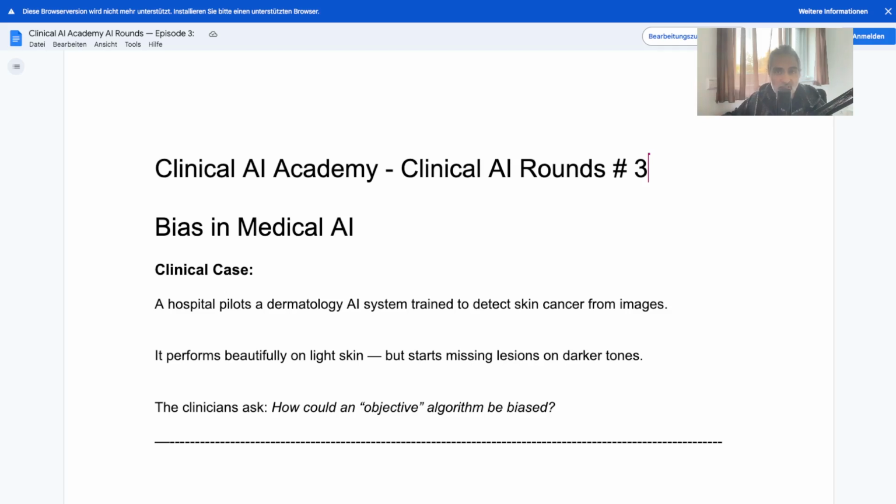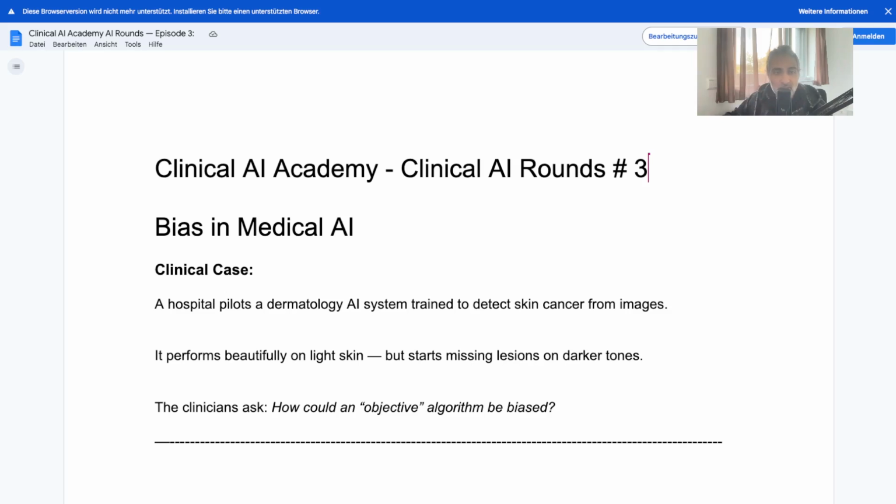Right? We think AI is objective. We think it does not discriminate. But today we'll see that this is not the case, and that AI does not actually reflect objectivity, but reflects reality. So let's see.